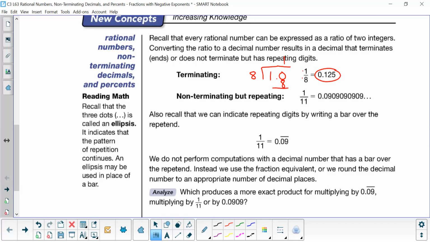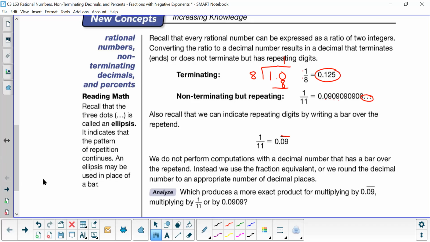That's called a terminating decimal because it ends. A non-terminating decimal is also called a repeating decimal, where we have digits in the decimal that repeat. I have 0 and 9, 0 and 9, and so on. Those numbers are repeating. Instead of writing it out like this with the ellipses at the end, I can write just the numbers that are repeating and put the repeating bar over just those numbers. So I have 1/11 equals 0.09 repeating.